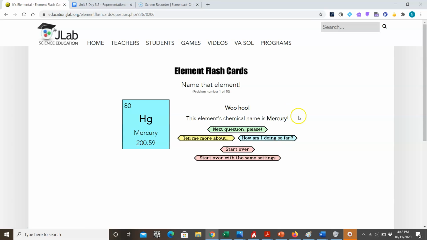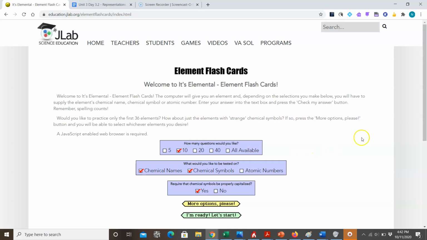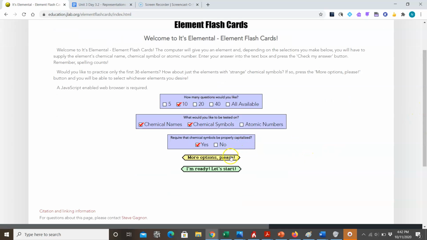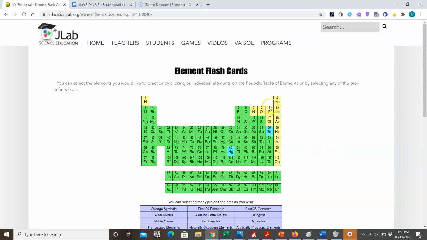So maybe if you want to just study, if you go back, start over, maybe you say, I just want to focus on the halogens. So when you go to more options, please, maybe you don't want to do all of them at once, but maybe you just want to focus on the halogens. You click on those, and it'll focus just on testing these.